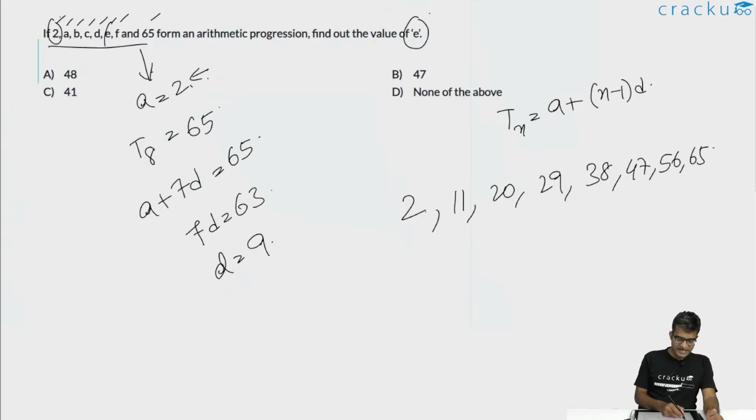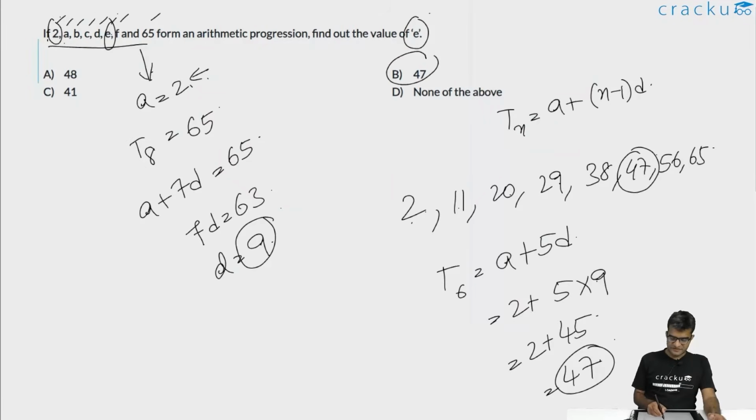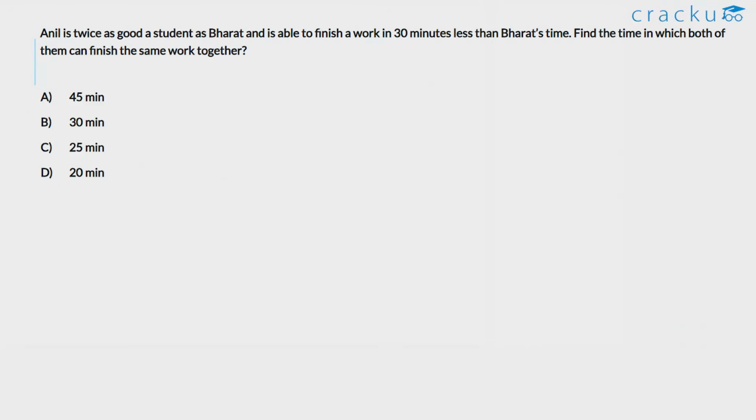In this one, E is the 1, 2, 3, 4, 5, 6th term, which is equal to 47. You can directly calculate the 6th term. T6 is equal to A plus 5D, which is 2 plus 5 into 9, the common difference we have calculated, which is equal to 2 plus 45, which is equal to 47. So the answer for this question is option B.